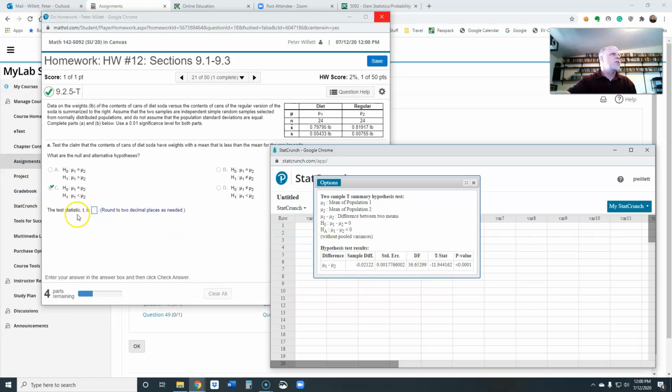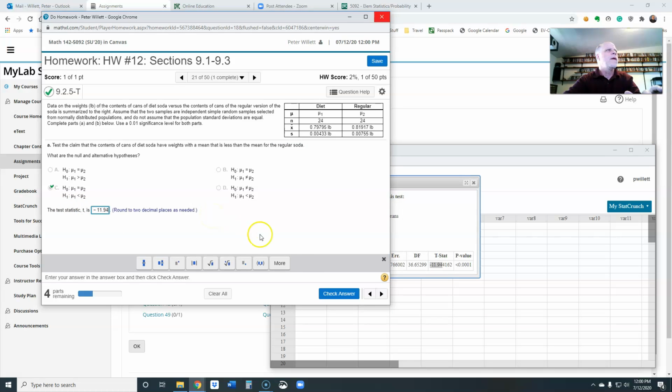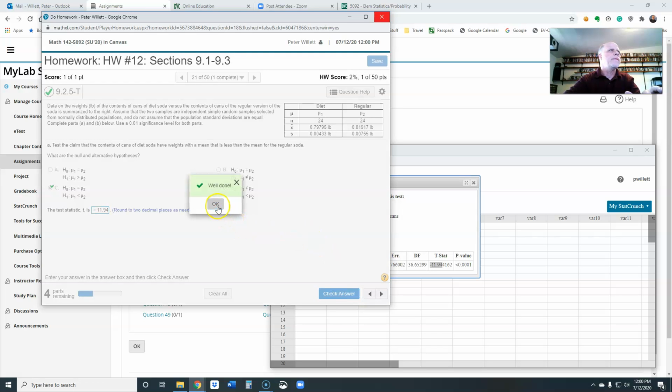It says it wants the t-statistic rounded to 2 decimals. So if I go to the first 2 decimals, I'm going here. Negative 11.94, and the number after the second decimal is a 4, so I don't need to round up. So let's put that in. Rounded to 2 decimals, that looks right. Okay, it's happy with that.